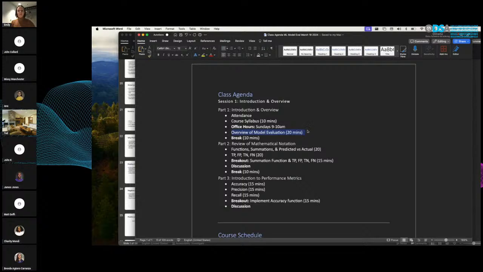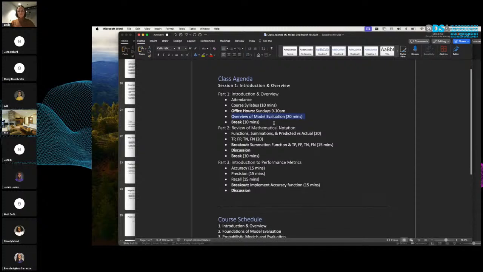And then we're going to start to dive into an overview of model evaluation. What is that? And then we get to our first break here. For the second part of this, we're just going to take a step back and review some mathematical notation. Nothing too deep here. We're just going to review what functions are, what that notation looks like, what a summation is, because you will see that a lot in calculations of performance metrics for machine learning models. So it's important just to remember exactly how those work.